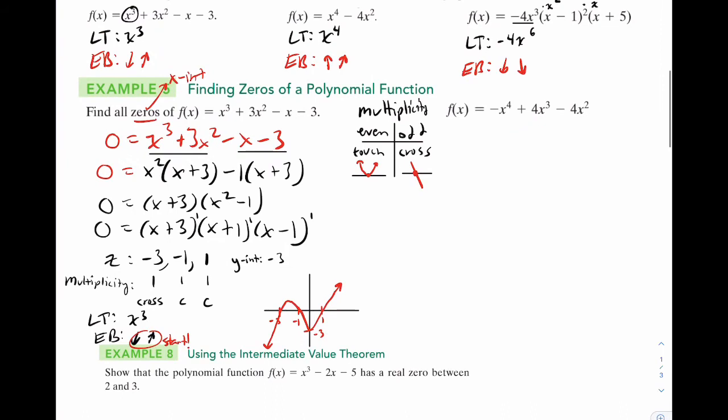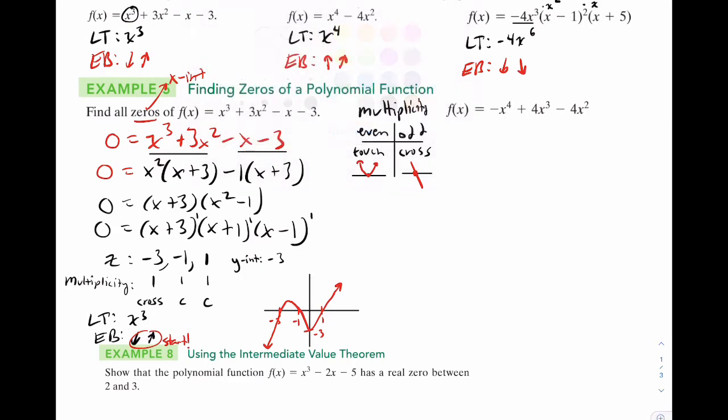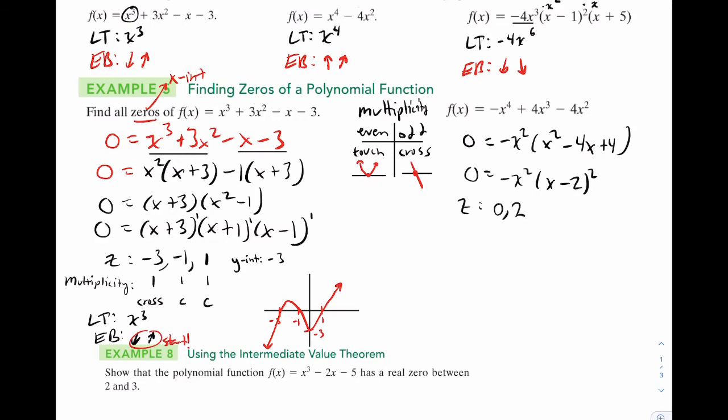Okay, let's do a little harder example. Same thing, we're going to start by finding the zeros. So 0 is equal to, let's take out -x². That's x² minus 4x plus 4. So now I have -x² times (x minus 2) squared. So the zeros are clearly going to be 0 and 2.